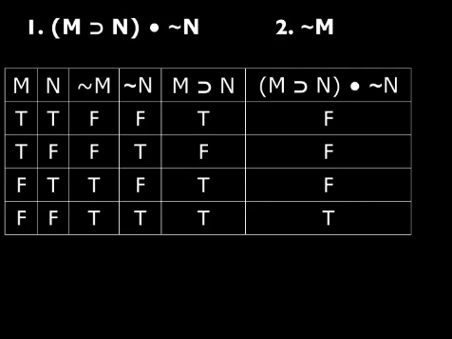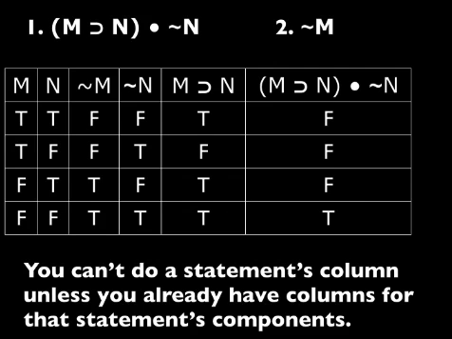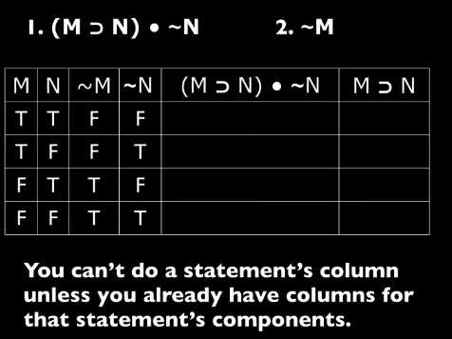Okay, so why do you have variability sometimes and not others? Well, here's the key thing. You can't do a statement's column, for instance, I can't do the column for this statement here, unless I already have the columns for that statement's components. And here I do, right? The components of this statement are this conditional and that negation, and I've already done those. The conditional is here, and the negation, not N, is here. Okay, so I'm good. I'm doing this statement after I've done the components of that statement. Which means I couldn't do something like this. I couldn't say, okay, I've got M, N, not M, not N.